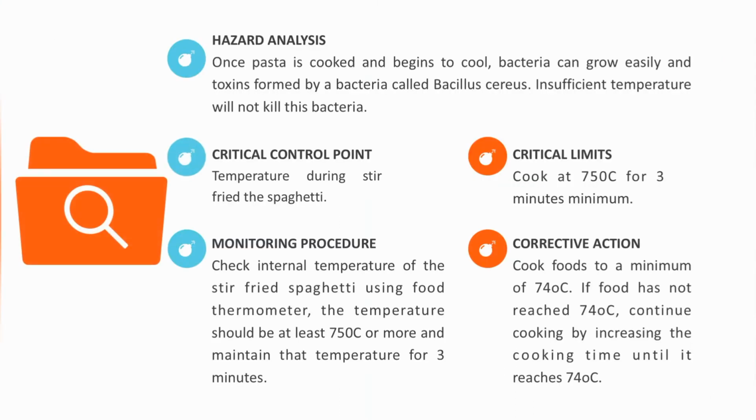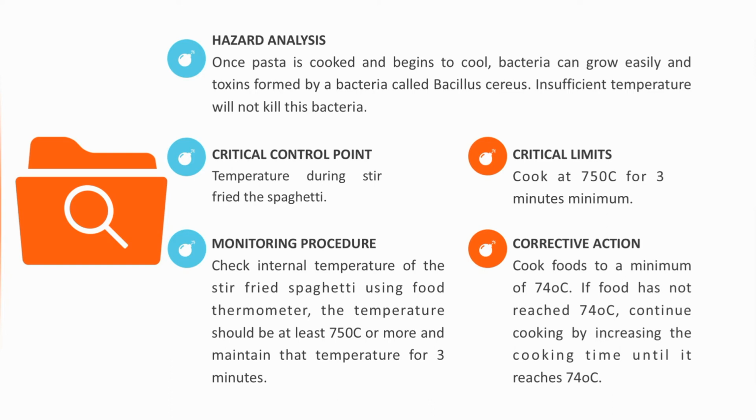Hazard analysis in the cooking step for stir-fried spaghetti with veggies is that Bacillus cereus can grow easily and toxins form once pasta is cooked and begins to cool. Critical control point is the temperature during stir-frying the spaghetti. Critical limit is to cook at 75 Celsius for 3 minutes minimum.